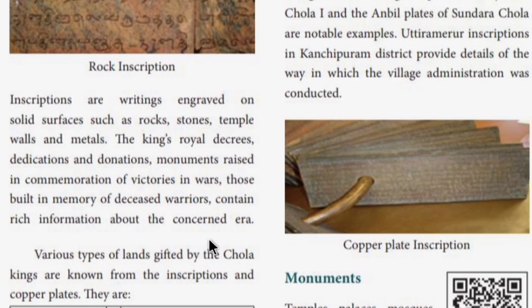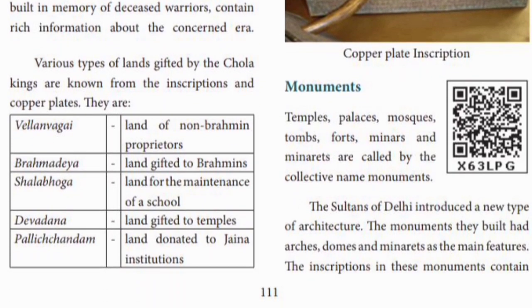And then the five types of land gifted by the Chola kings are Vellanvagai, land gifted to non-Brahmins; Brahmadeya, land gifted to Brahmins; Shalaboga, land for the maintenance of a school; Devadana, land gifted to temples; and Pallichandam, land gifted to Jaina institutions. So I hope you remember this from our first session.